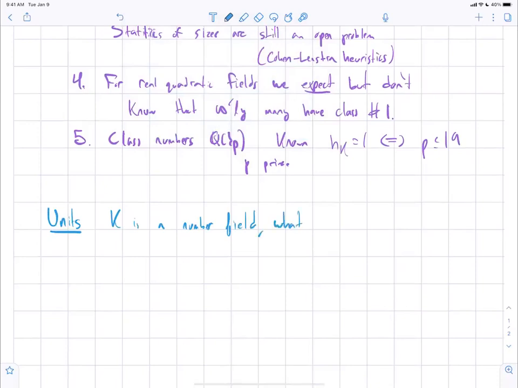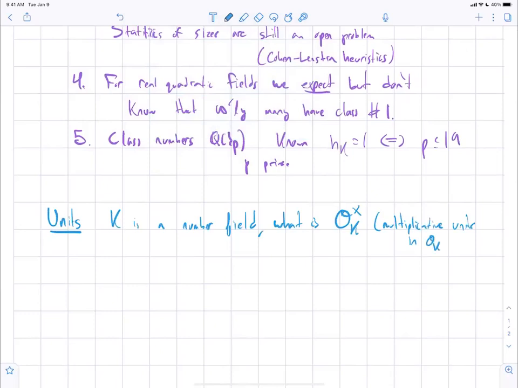We want to know what O_K cross is. So O_K is the ring of integers in K, so that's a ring, and then O_K cross just means the multiplicative units. This means just multiplicative units in O_K, so there are elements of O_K whose inverse is also in O_K.